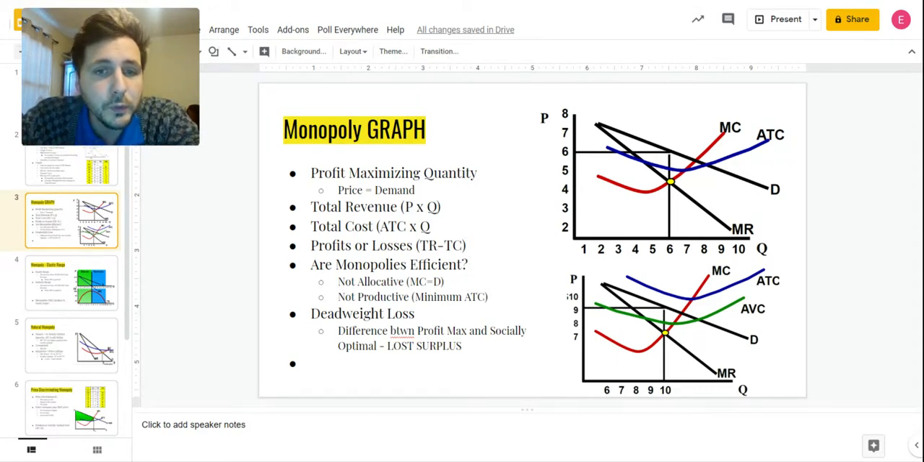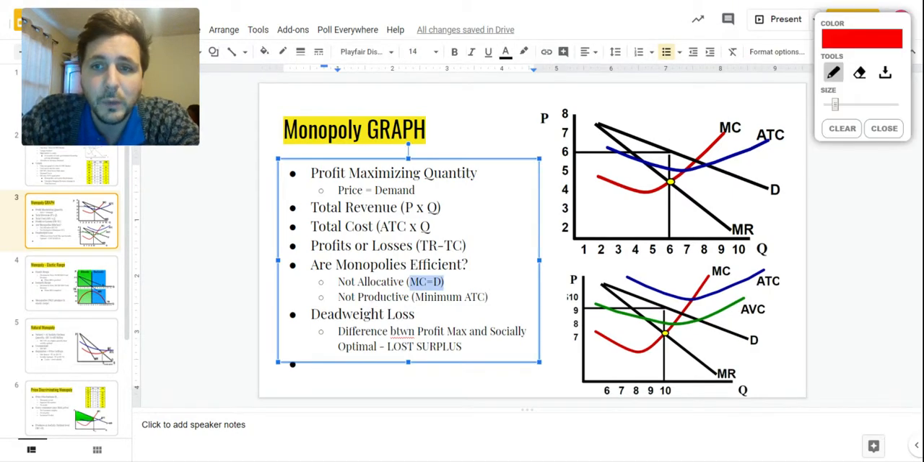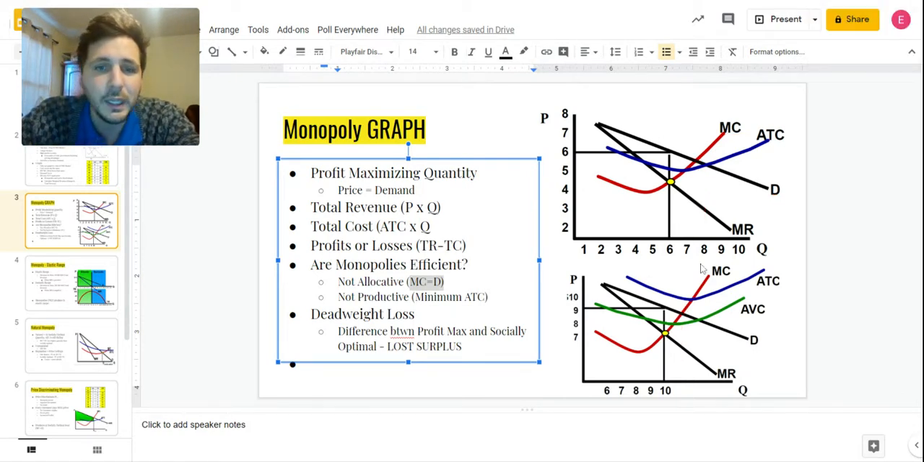Allocative efficiency means we're producing where MC equals D, or at the socially optimal quantity, where sneaky supply, which is MC, is equal to demand. So at this point right here. And you can see in both of these, sneaky supply and demand are at a quantity that is greater than where I'm actually at, right? Our socially optimal quantity is higher than 10 in this losses graph, or than 6 in this profit graph. So we're not allocatively efficient.